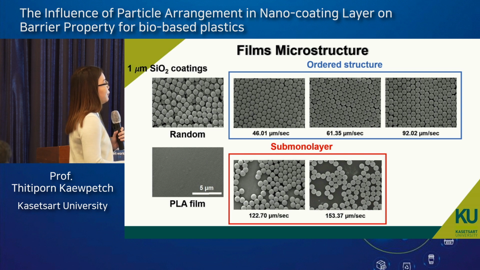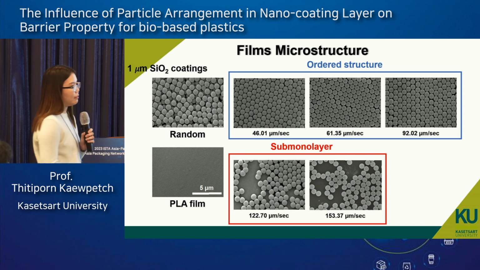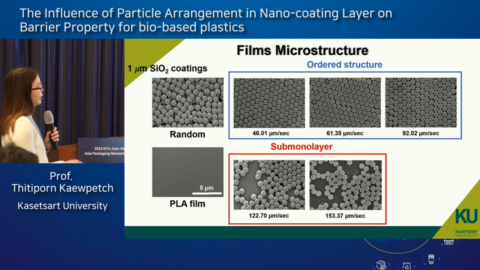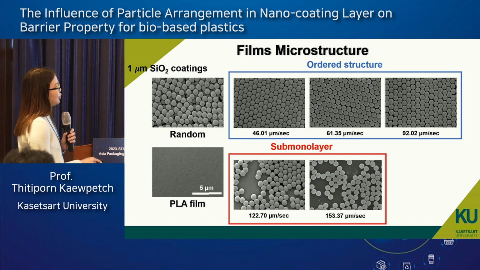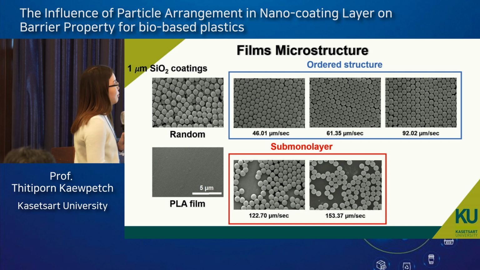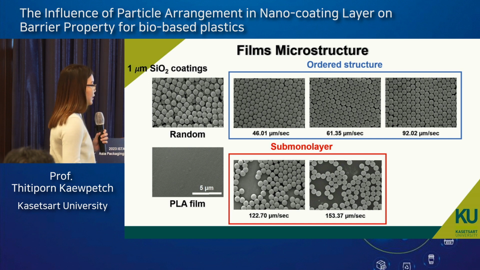So we can see a very clear, very ordered structure of the coating layers of the silica particles. If you look at a single dot here, you can see six neighbor particles surrounding one center particle, and this is the hexagonal close packed structure. But for the submonolayer, you can see that some areas are not covered with particles.